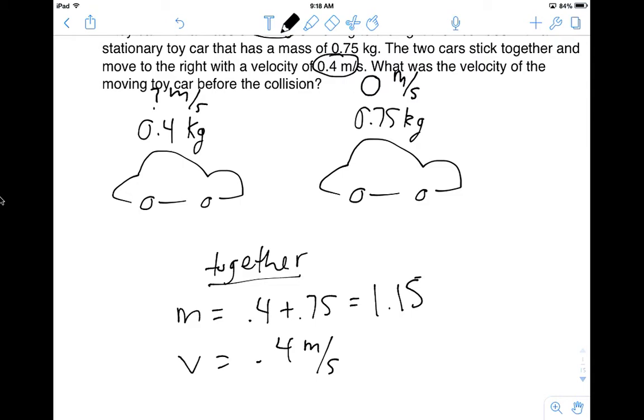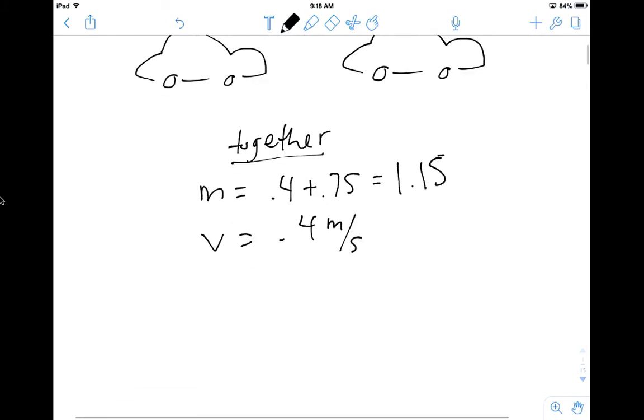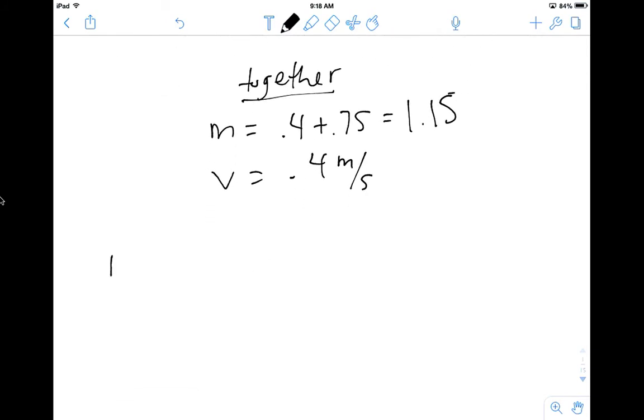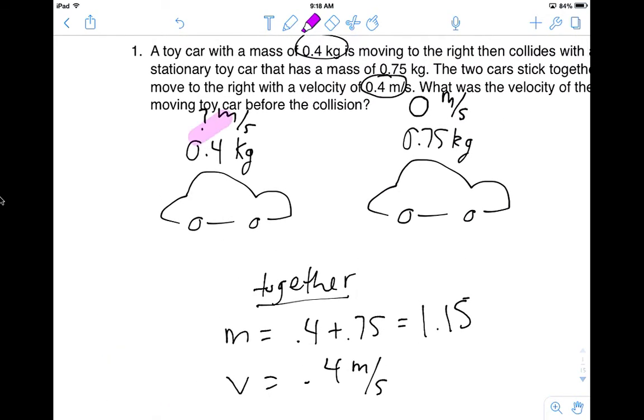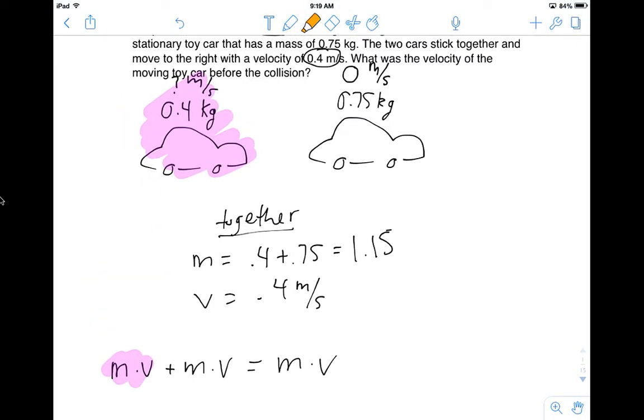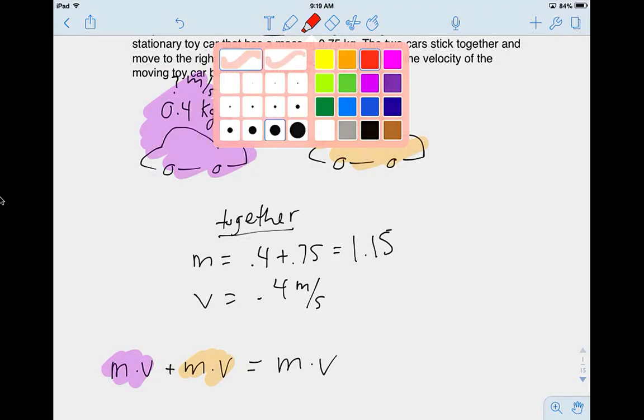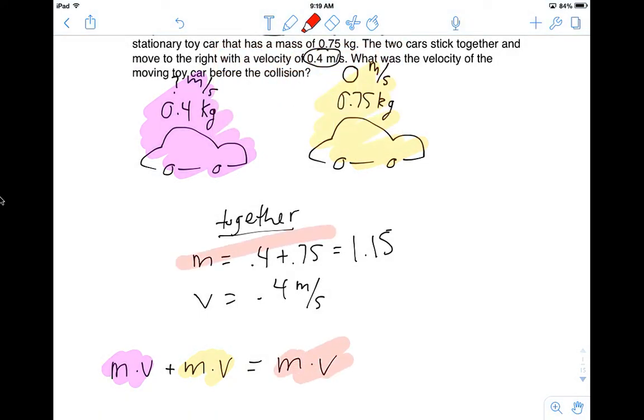So now that I've labeled everything, I'm going to set up my equation. So remember, my equation is that mass times velocity plus mass times velocity equals mass times velocity. Remember that this is object 1. This part is object 2. This last part is the objects together.